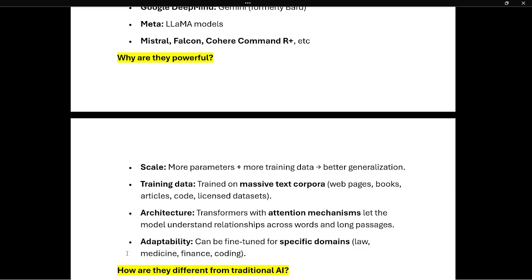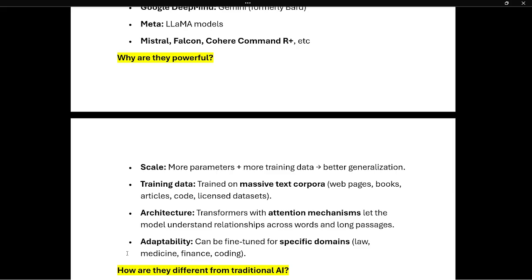Training data is massive, and the architecture works on parallel training. Transformers with the attention mechanism let the model understand relations across words over long passages. So these are the techniques, and that's why these LLMs are more powerful.